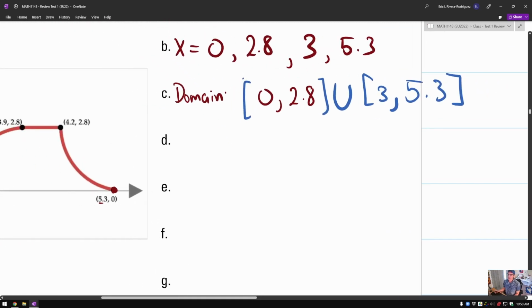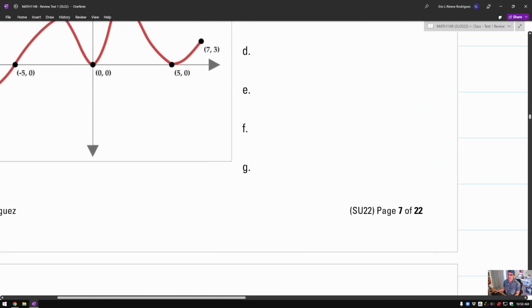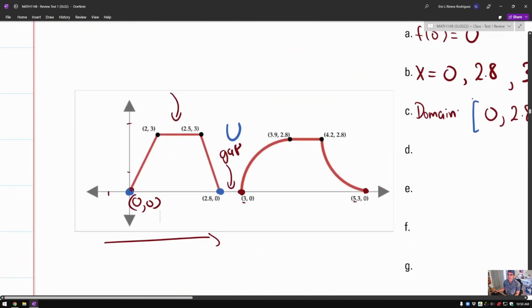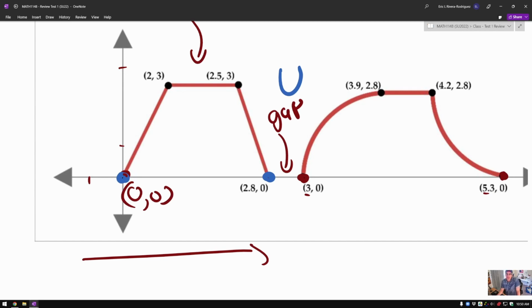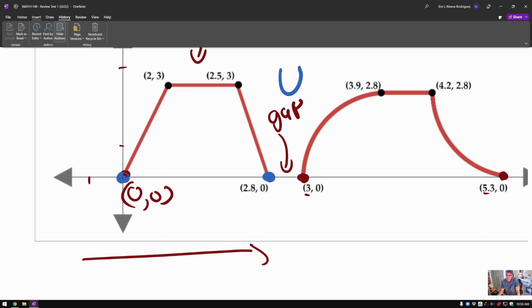So let's talk about the range. Let's focus on the range just in a moment. So for the range, we are going to read the graph from the bottom to the top.